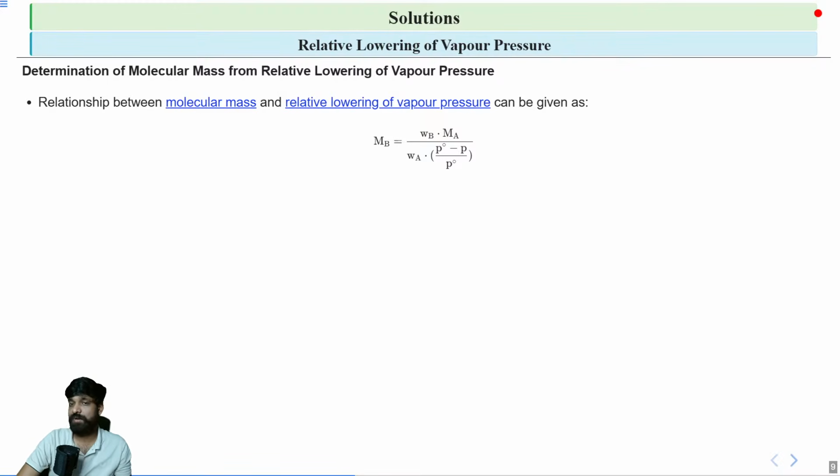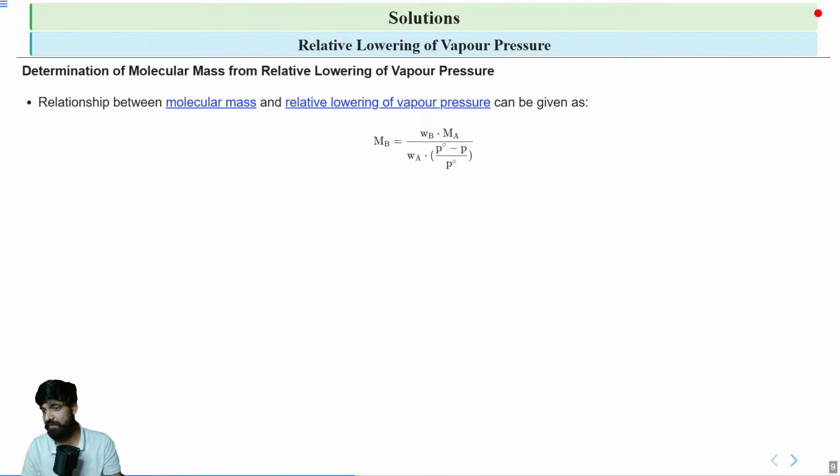So did you get the same formula? You have to simply rearrange our previous formula, which was (P naught minus P) by P naught is equal to nB by nA. Then you have to substitute nB as WB by MB, which is our simple formula for calculating the number of moles. Similarly, you can substitute it for nA, which is WA by MA. Then you can rearrange it to get this formula.